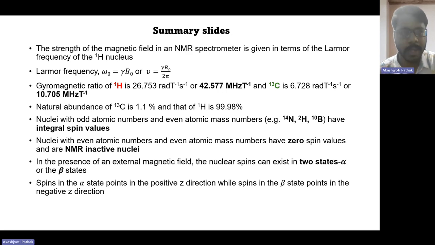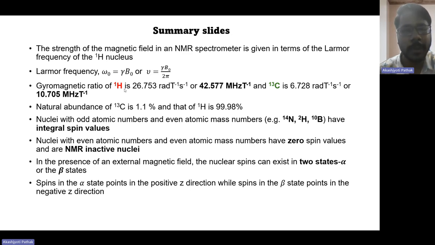Gamma B0 by 2 pi. And so this is the frequency with which it is rotating around the external magnetic field. Now each nucleus has its own gyromagnetic ratio, as I was mentioning. The most commonly used nuclei in NMR spectroscopy are the proton and the carbon-13 nuclei. N15 is also used, but most of the questions are usually asked on proton and carbon-13.